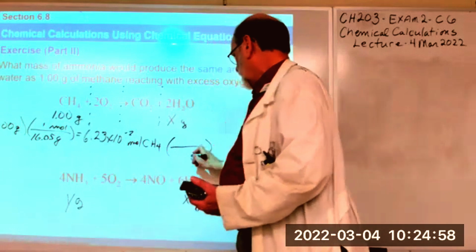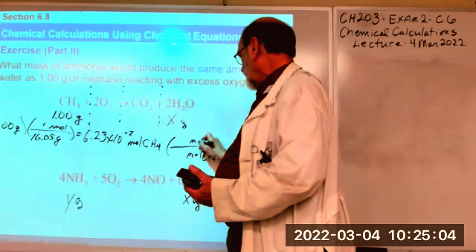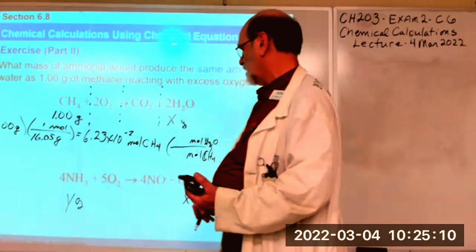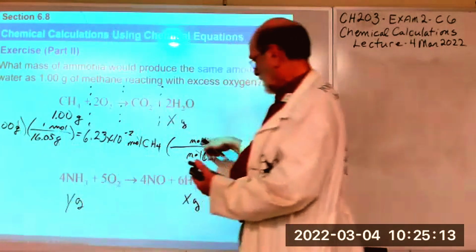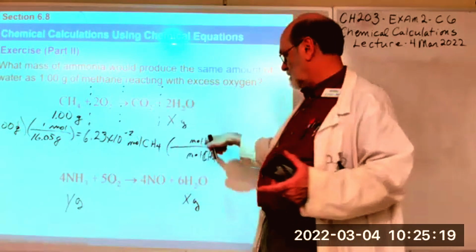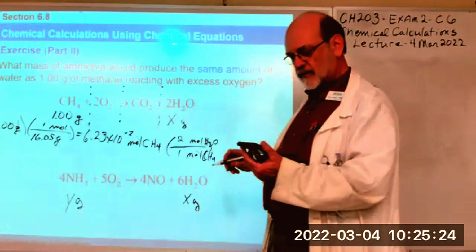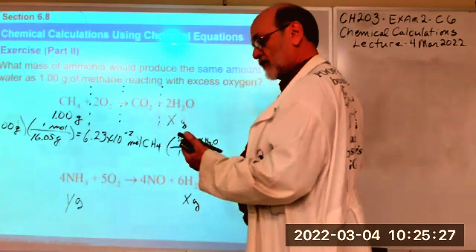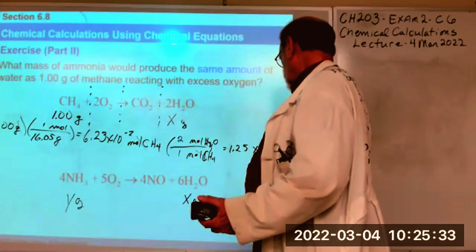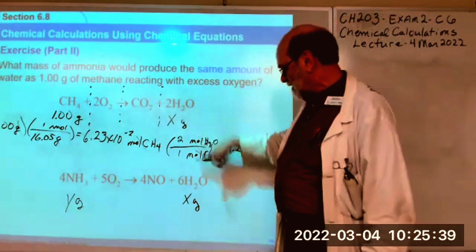What we need is moles of methane, moles of water. Right? Moles of methane will cancel this one, like this one canceled that one. And this will give us moles of water. So what's the ratio here? Coefficients. 2 to 1. So 2 times that value, 1.25 times 10 to the minus 2 moles of water. That is equal to this.